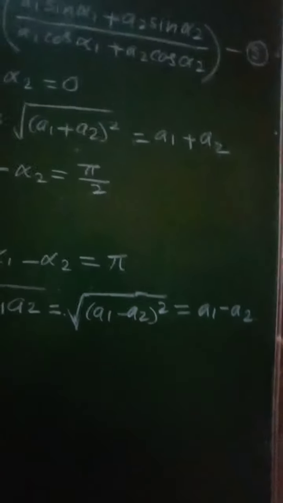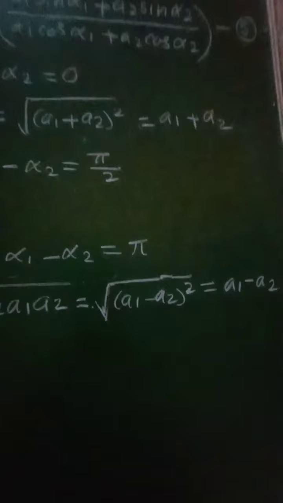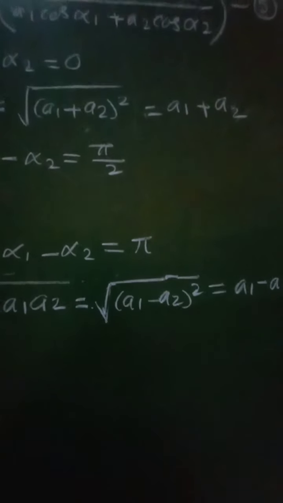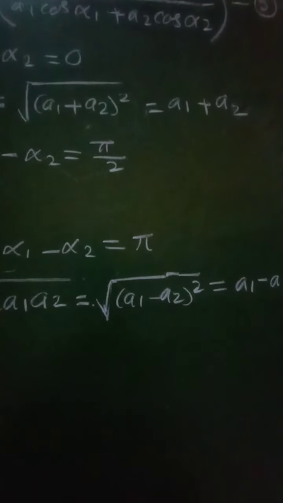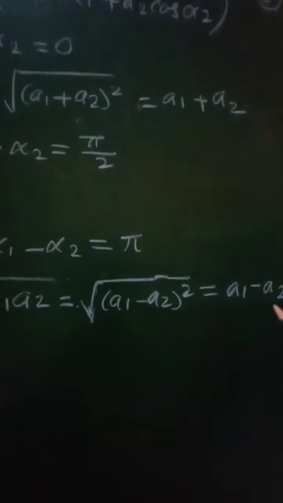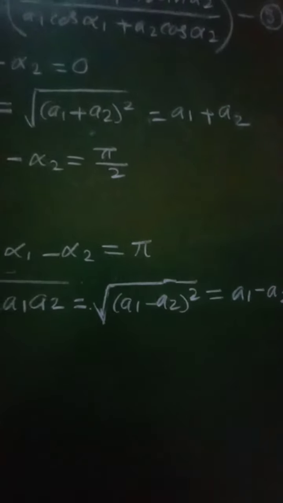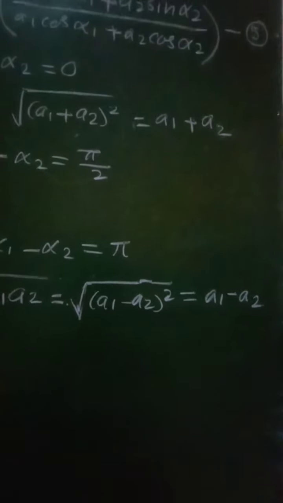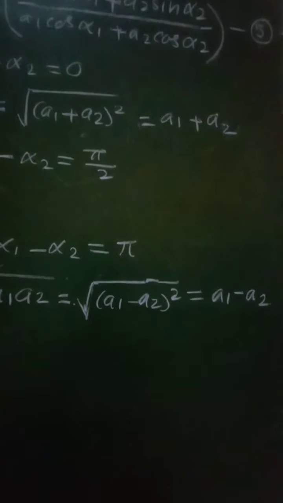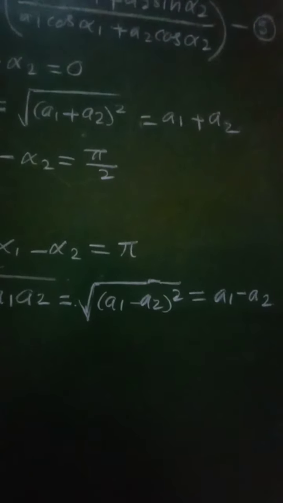So when the two SHMs are differing by a phase of pi radian, at that time the resultant amplitude will be equal to the difference between the two individual amplitudes. So these are the different cases related with the amplitude of SHM.